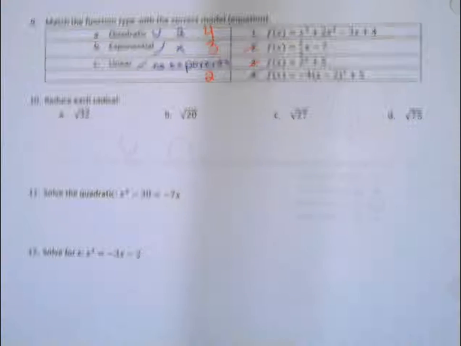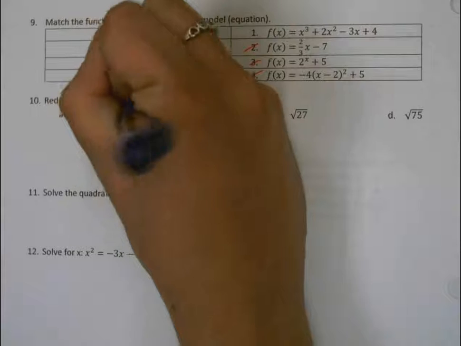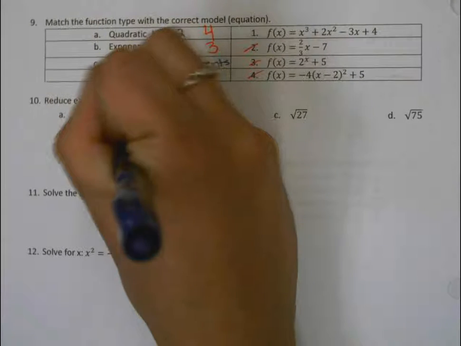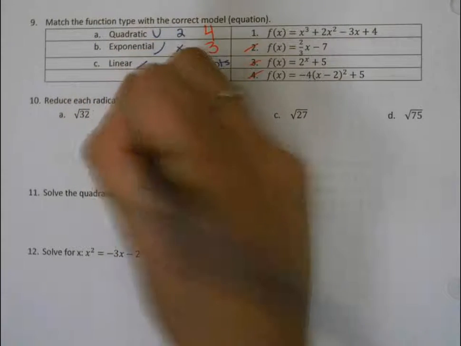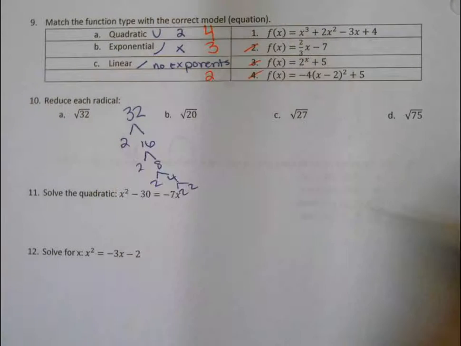Okay. On 10, it wants me to reduce my radical. This is the same thing as simplifying, so I'm going to use my factor tree. My factors of 32 are 2 and 16. Factors of 16 are 2 and 8. Factors of 8 are 2 and 4. Factors of 4 are 2 and 2.